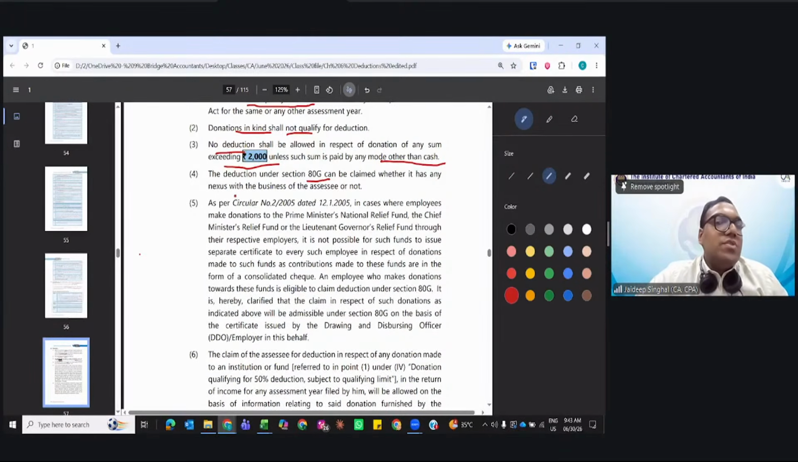Normally we see that an expense is allowed to the business when it is in excess with the business, when it has a connection with the business, right? But here, even if there is no connection with the business, the deduction is still allowed.